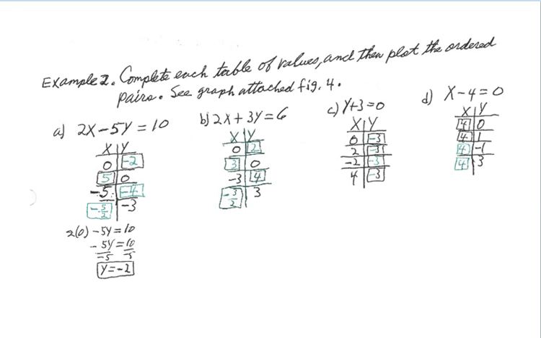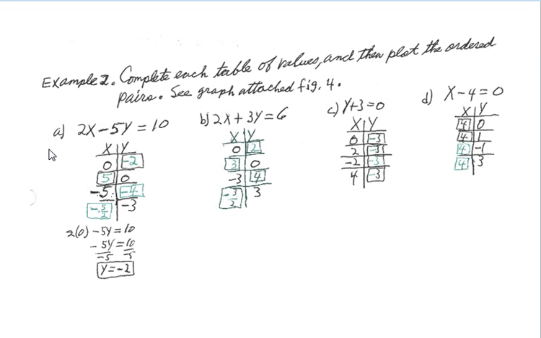Example 2. Complete each table of values and then plot the ordered pair. See graph figure 4 attached when we're ready to graph those points. But first we have to determine the table of values, which will generate the points that we then need to plot and draw the straight line.